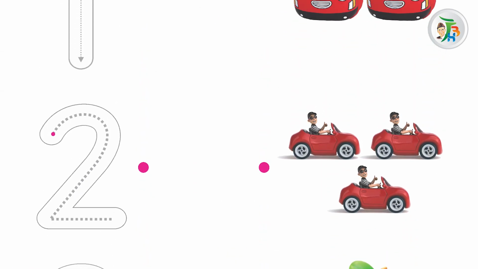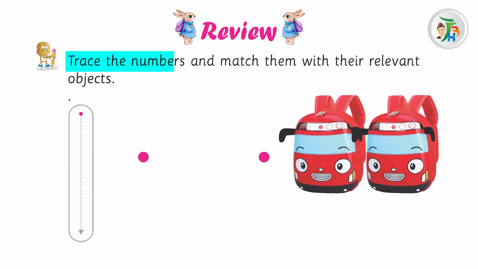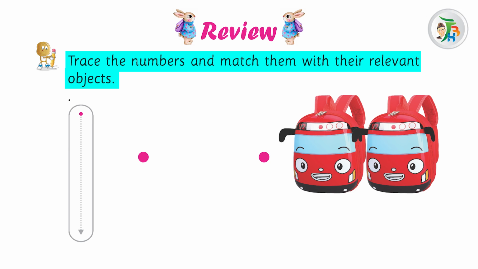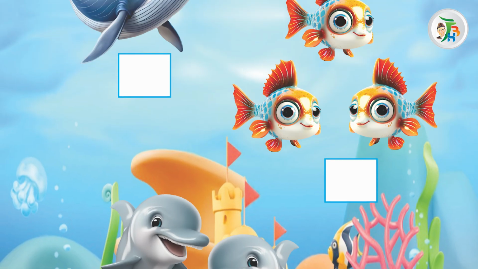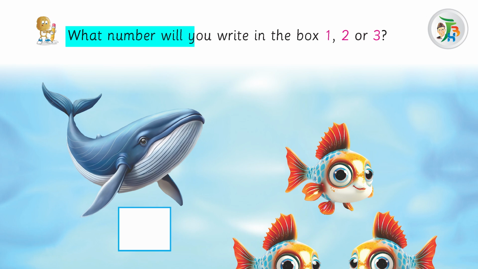Now move on to the next page. Review. Trace the numbers and match them with their relevant object. अब आपने देखना है एक तरफ numbers लिखे हुए हैं और दूसरी तरफ objects बने हुए हैं. आपने objects को count करना है और वो जितने भी object हों उसको same number के साथ match कर देना है. Now the next is what number will you write in the box?